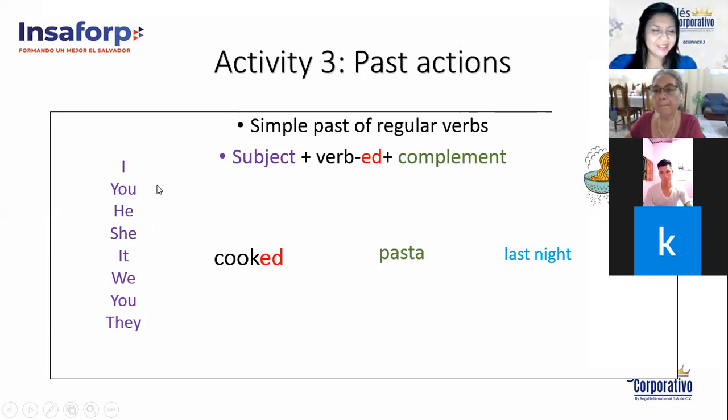It's easier. Okay? Más fácil que el presente porque solo en el pasado no la tienen que andar poniendo esa S a la tercera persona. No, no, no. You just have to put the D or ED or IED to the verb and then the complement. For example, you cooked pasta last night.